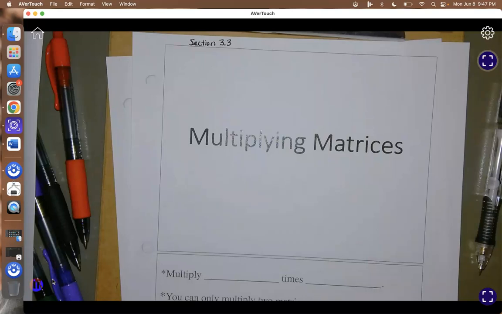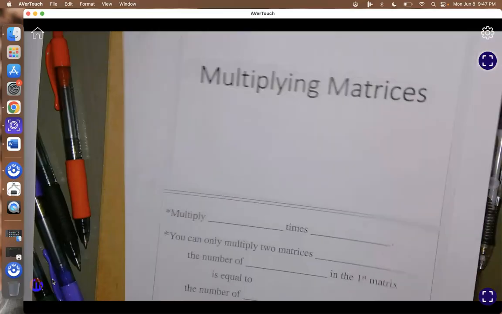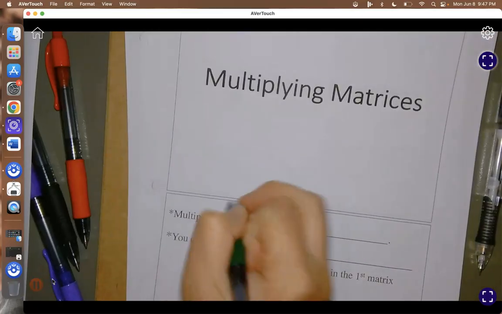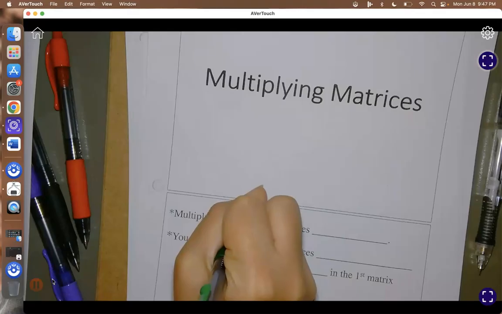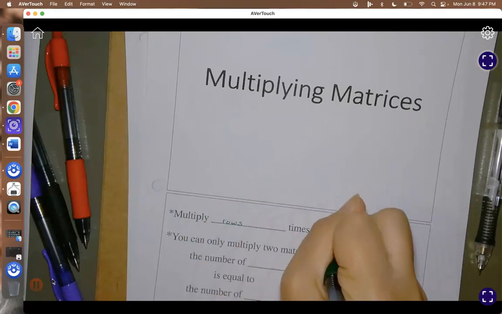Alright guys, today we're going to be looking at section 3.3, multiplying matrices. So this time we're not multiplying a number times a matrix, but multiplying a matrix times another matrix. To do that, we're going to multiply rows times columns.